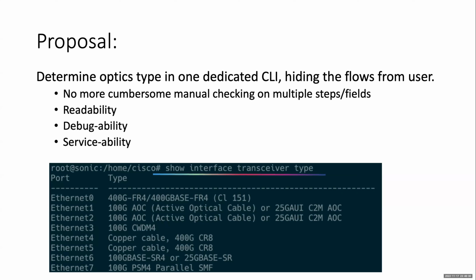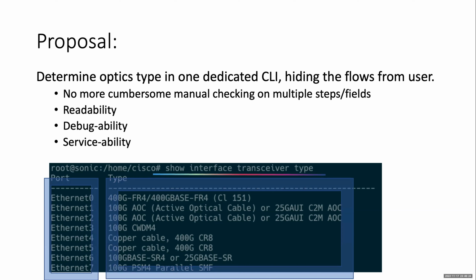With this new approach, there's no more manual checking of multiple steps and fields, and it has better readability. As you can see, this CLI is called show interface transceiver type. This is the new CLI we added. On the left side, it has all the port numbers. On the right side, it has the type. So it's very easy to get a whole picture of the entire router. With this, we also have better debuggability and serviceability. It's easy to add more test automation based on this.